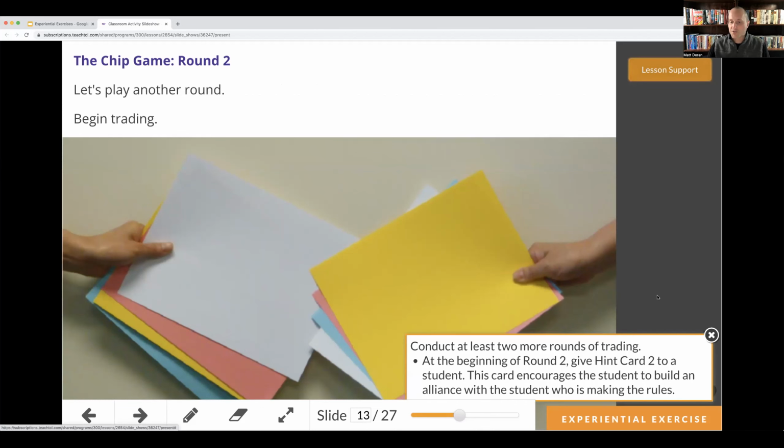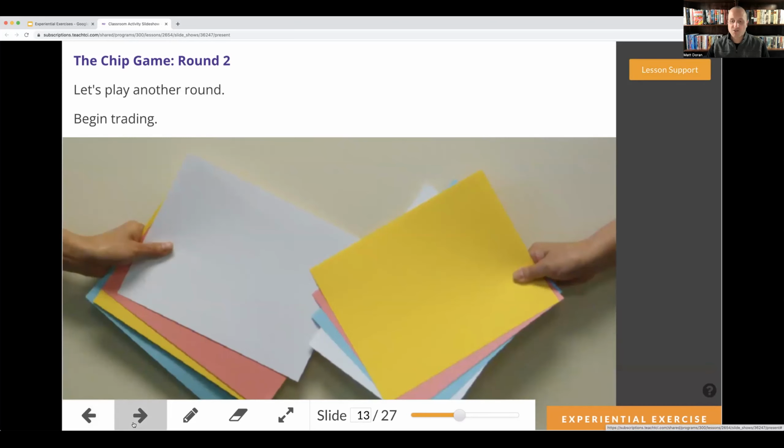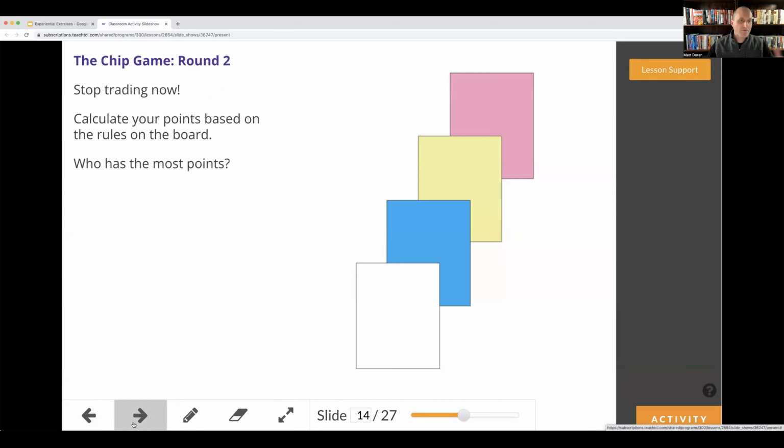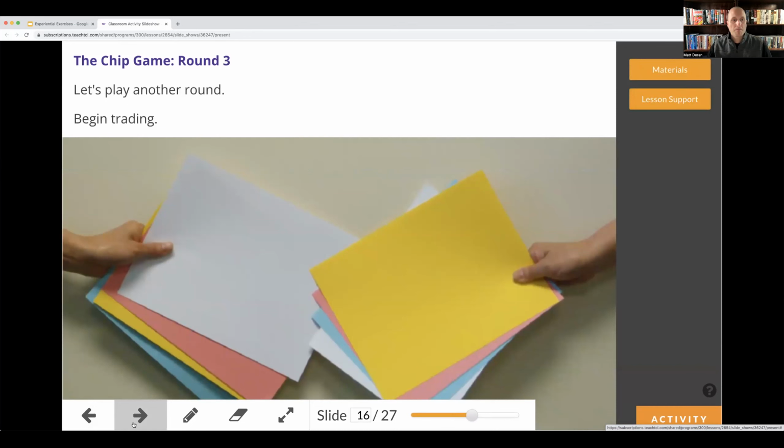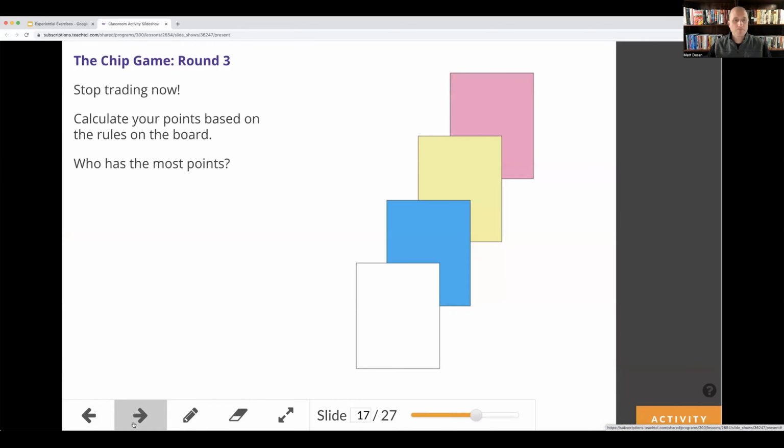I should mention here that there's also some lesson support that's given here. There are some hint cards it references, and we can take a look at those hint cards in just a minute. But the hint cards will help students to formulate rules and to think about how to form alliances as they're trading, to help students win the game in the next rounds. So after round 2, we're going to do the same thing. We're going to calculate these points, find out who has the most. Again, there are some hint cards that I'll distribute. And then we're going to play round 3.